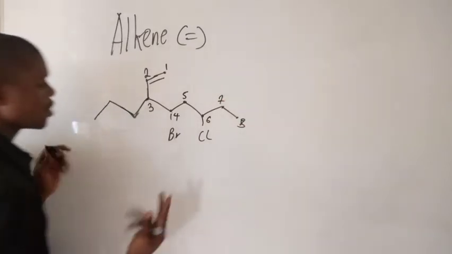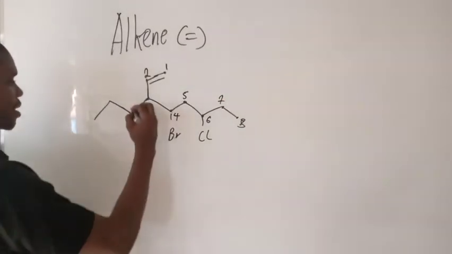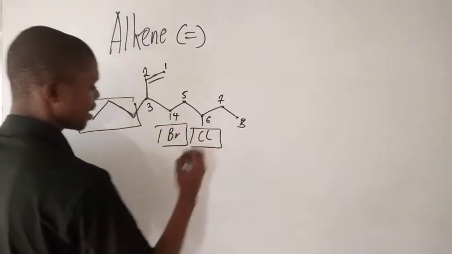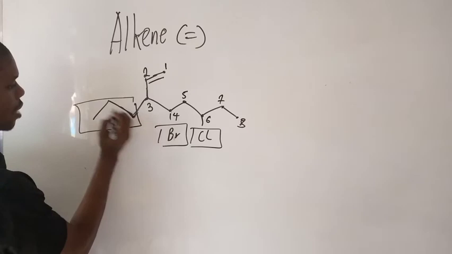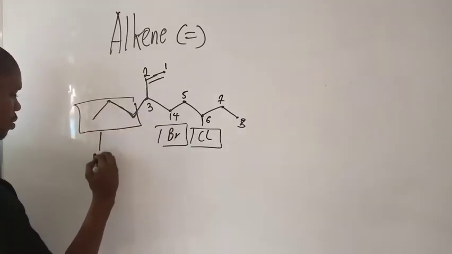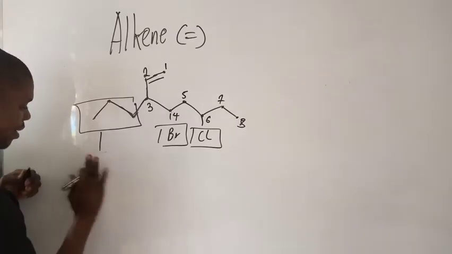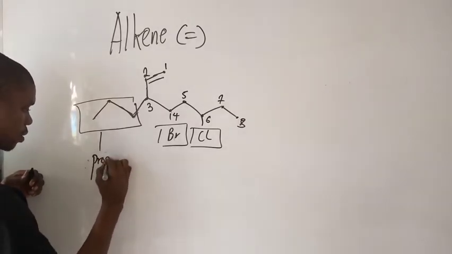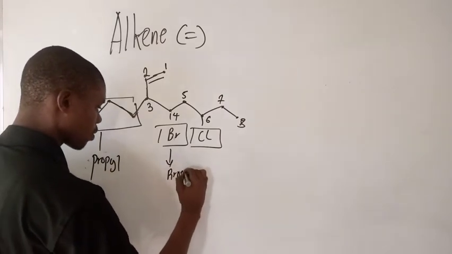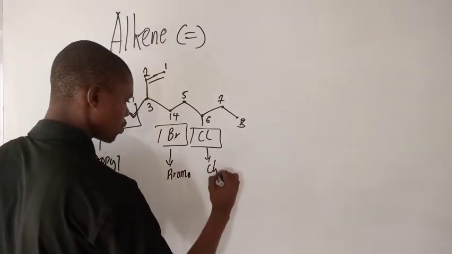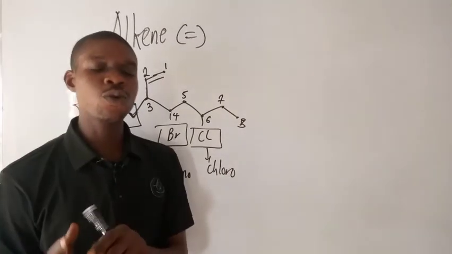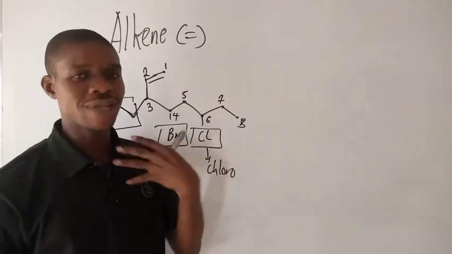So here I have 3 substituents. Here I have this one, here I have this one, and here I have this one. So here we have 1, 2, 3. Now this one is called what? Propyl. Here we have bromo. And here we have chloro. You get it.